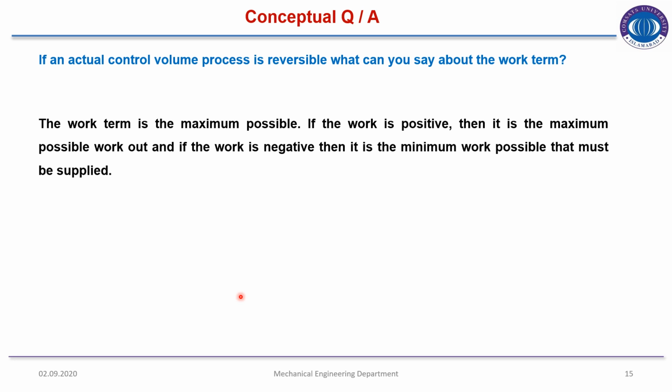If the reversible process is work producing, then the work produced is the maximum amount of work. And if the device is a work consuming device, then the work supplied will be minimum. So for the reversible process, if the device is work producing, the work obtained will be maximum, and if the device is work consuming, the work supplied will be minimum.